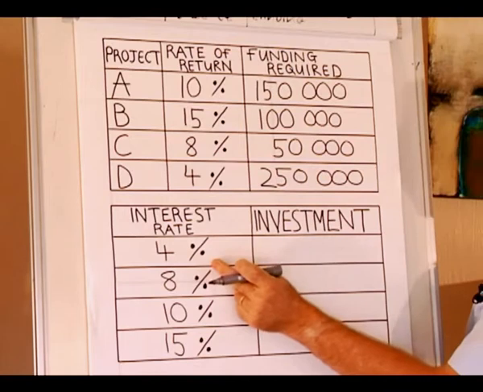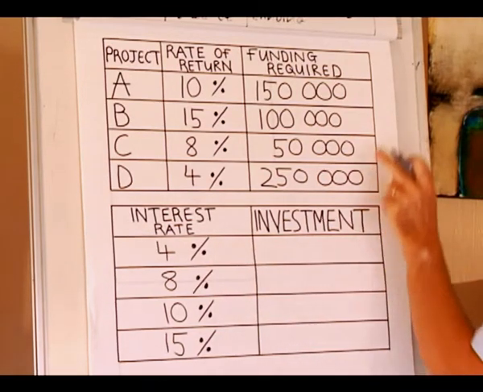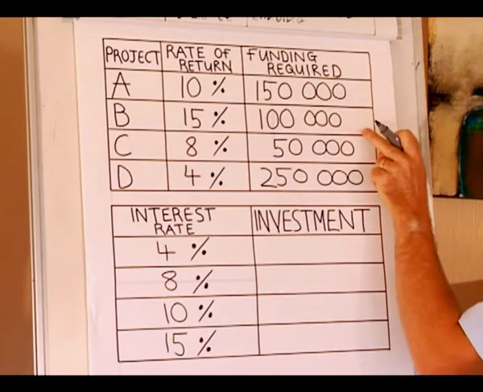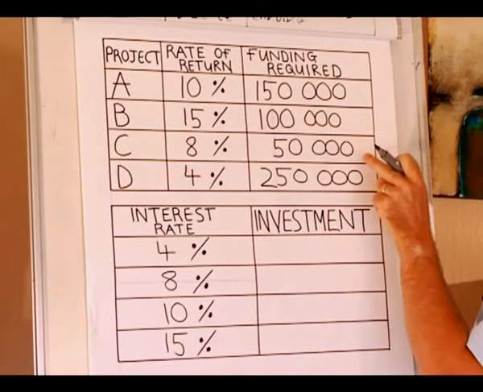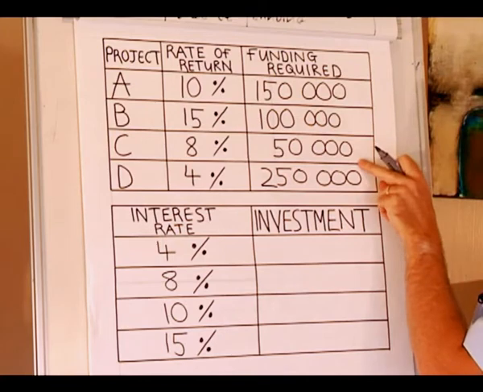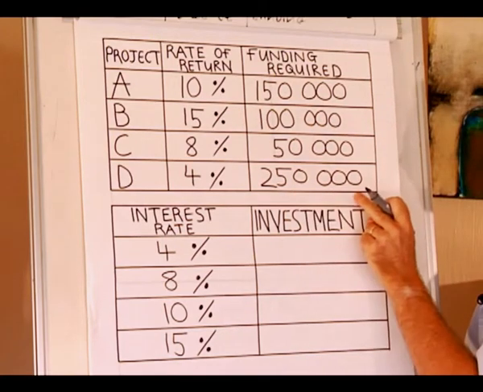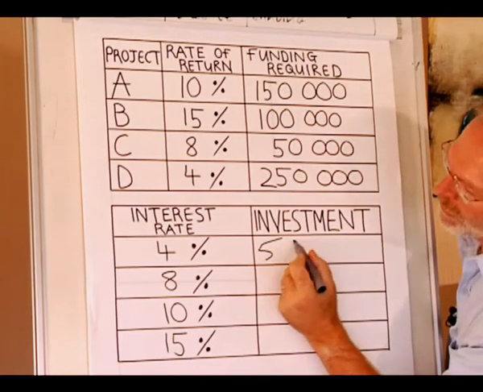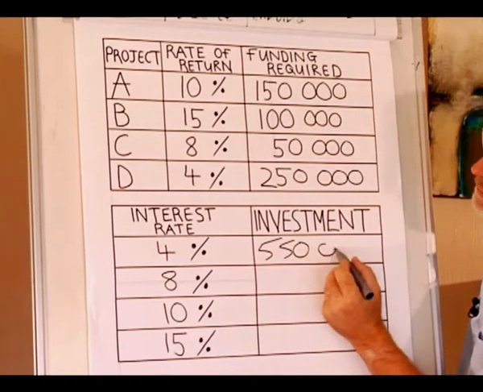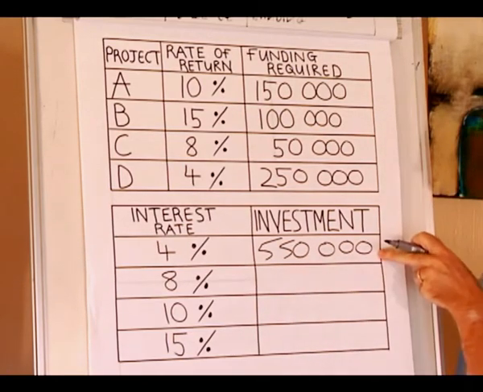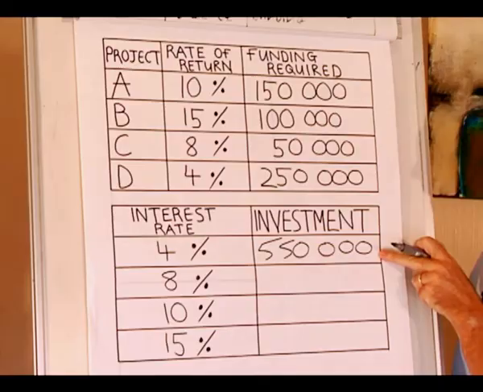So at an interest rate of 4%, the expected investment will be 150, plus 100, that's 250, plus another 50, is 300,000, plus 250,000. So at an interest rate of 4%, expected investment is 550,000.